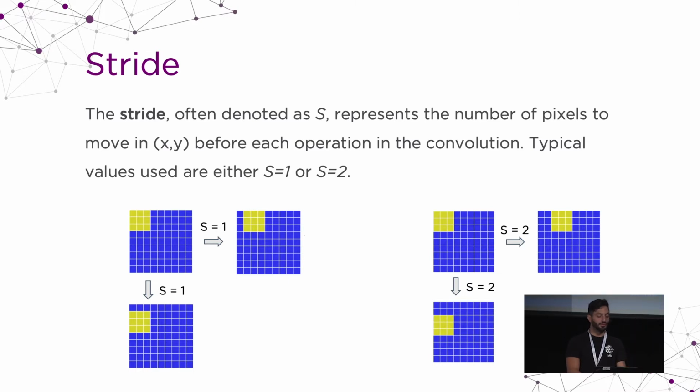We take our kernel, and we displace it by 1 pixel in X. And then once we finish all across X, we displace it by one pixel in Y. And we displace ourselves along Y until we've gone through our whole image. When we have a stride of 2, we take a step of 2 in each direction.